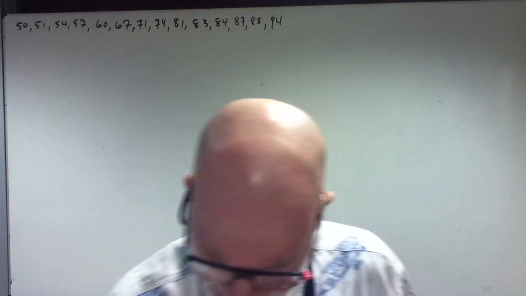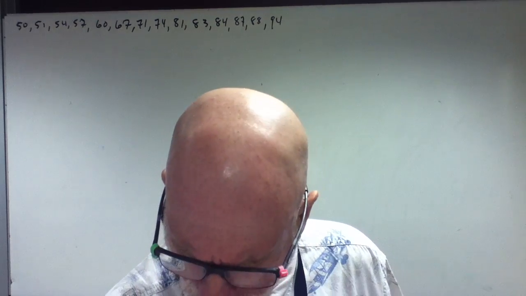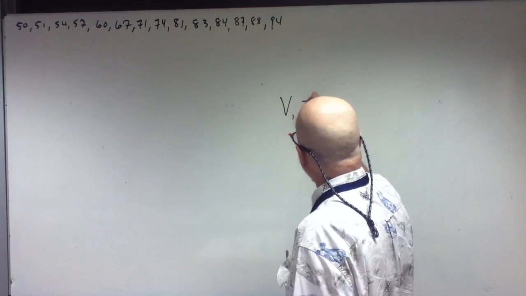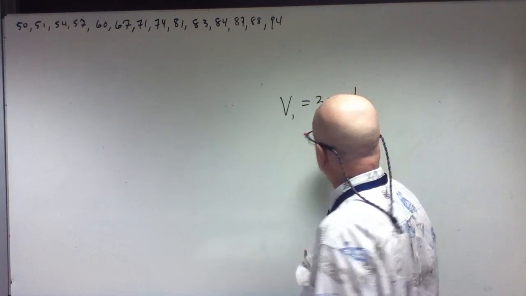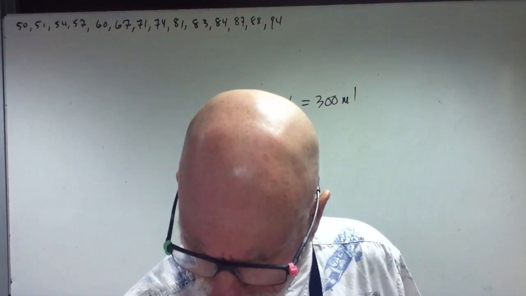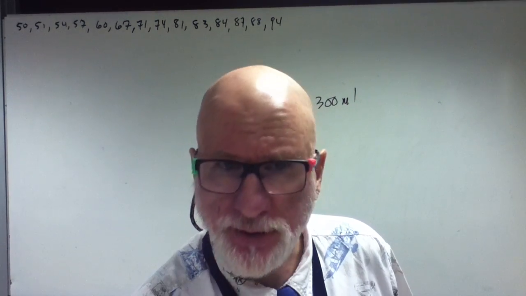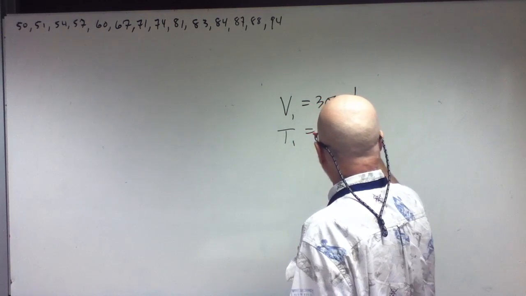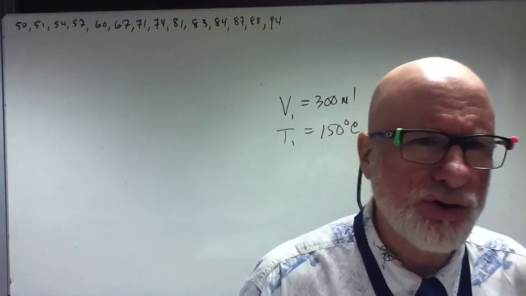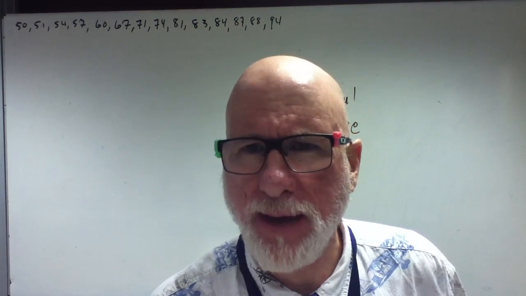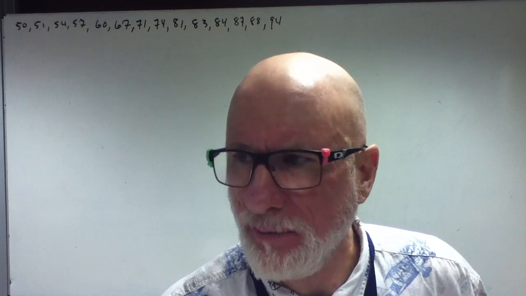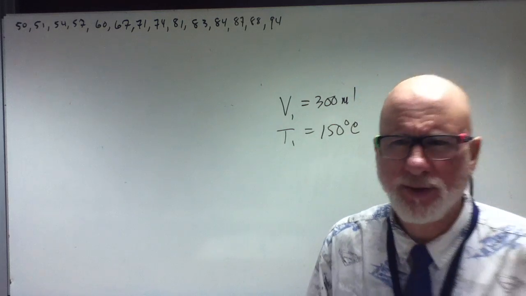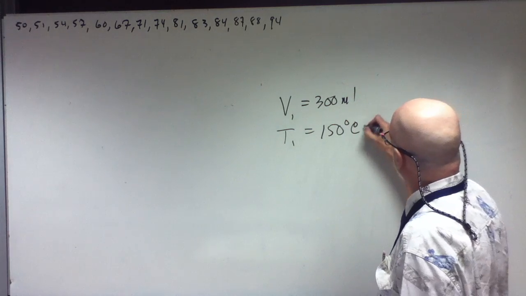We have 57. That sounds like a good one. A gas with a volume of 300 milliliters at 150 degrees Celsius. What are you going to do right away? Put it into Kelvin, right? Now, how do you do that? 150 plus 273 equals 423.